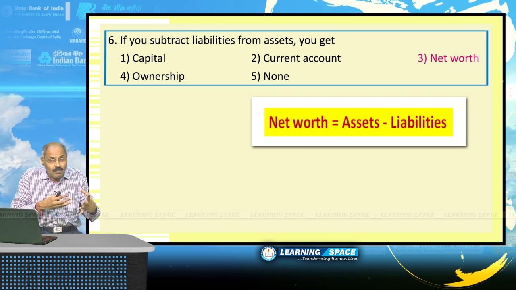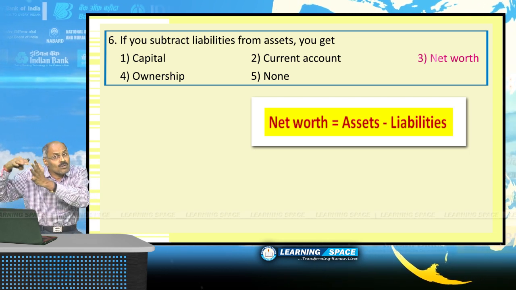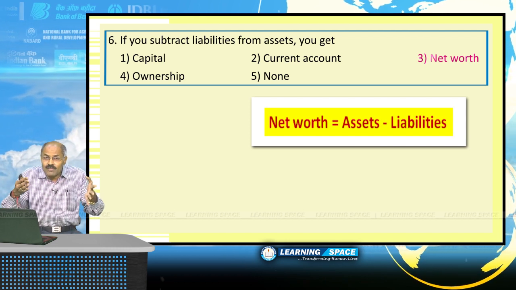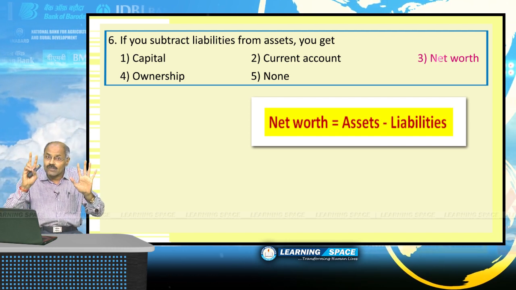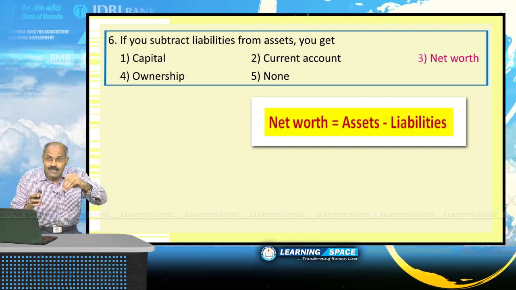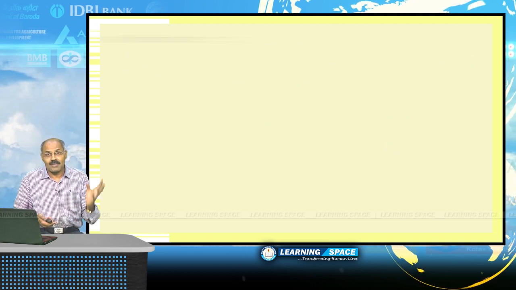If you come back to the company that has got 5 crores of assets and 2 crores of liabilities in the form of bank loans, the net worth of the company is 5 minus 2, which makes 3 crores. So, net worth is assets minus liabilities. Right? Look into the next question.